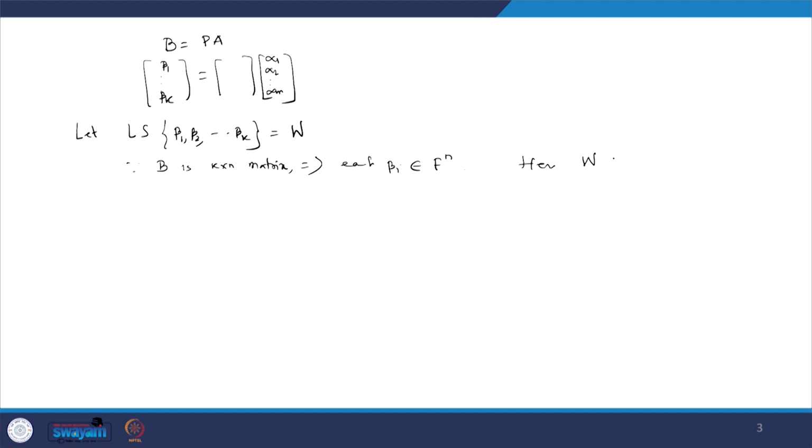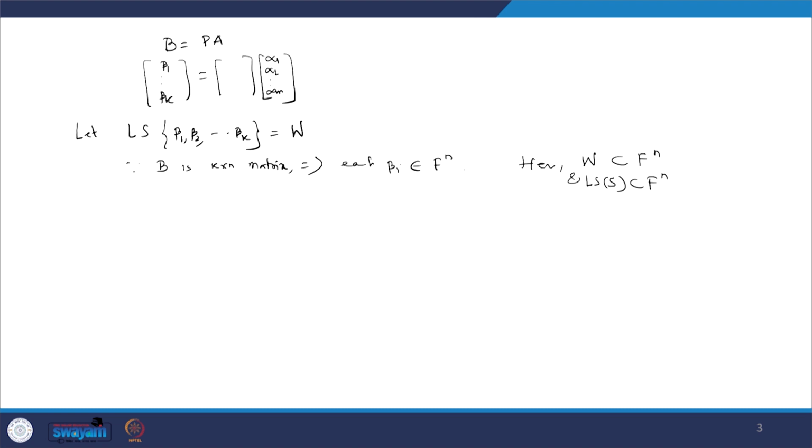W is a subspace of F^n and L(S) is also a subspace of F^n. This is given to us, from the definition. Now, we want to check whether there is any correlation between these two subspaces. To understand that correlation, I also have to understand the algebraic relation between these two matrices, the relation between B, P, A.